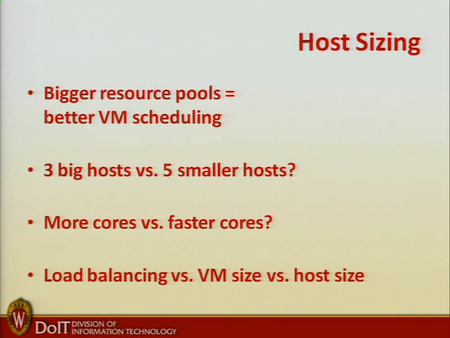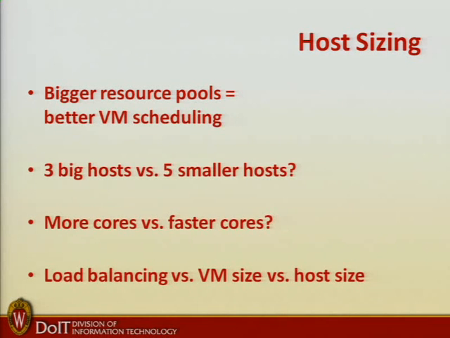Host sizing. Bigger resource pools give better VM scheduling for that same reason. And you might choose bigger hosts because you can have 32 cores in them, or AMD 48 cores, versus just having 8 cores or 16 cores. Do you want more cores or faster cores? More cores are actually helpful in a lot of ways. And then load balancing versus VM size versus host size. Is it better to have 2 giant VMs load balanced, or is it better to have 10 smaller VMs load balanced? Yeah, I don't know. It's really up to you. Well, and that's a management thing too. That's where your management tools come into play, and your practices and stuff.